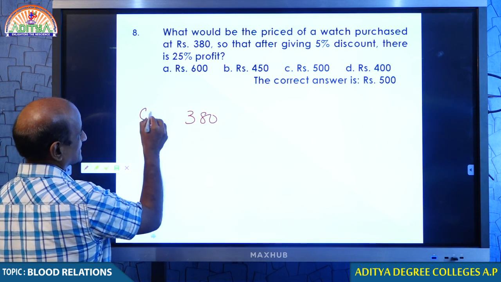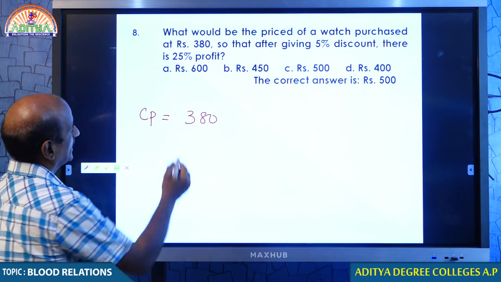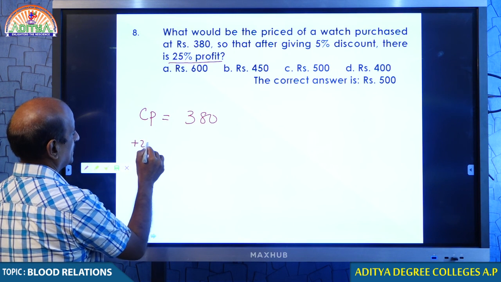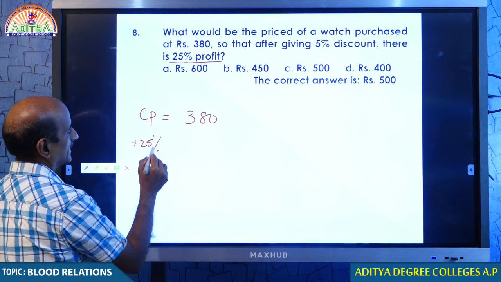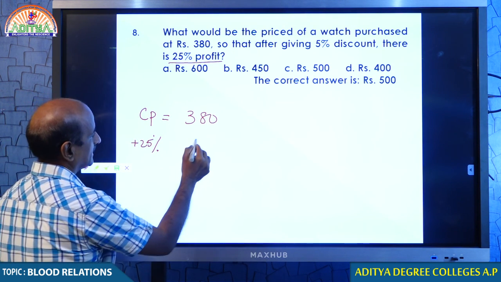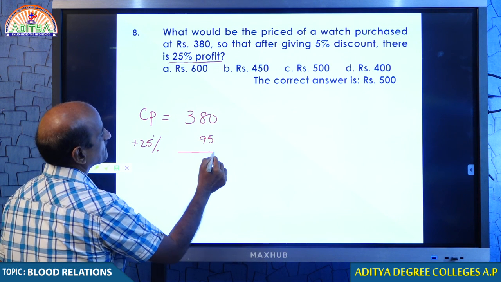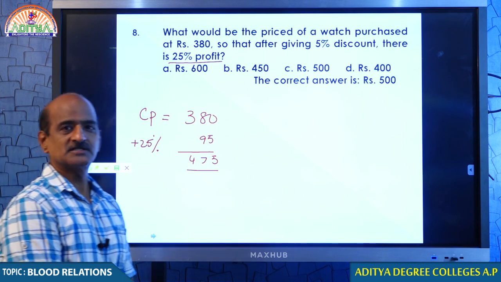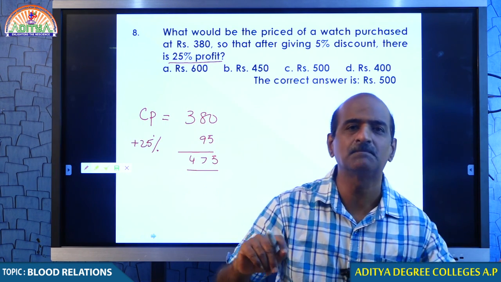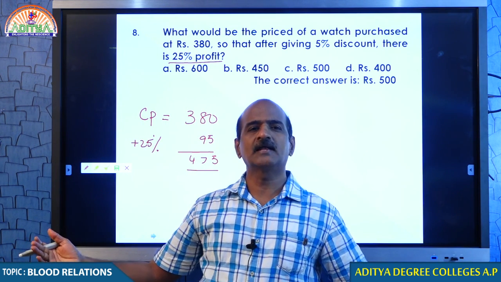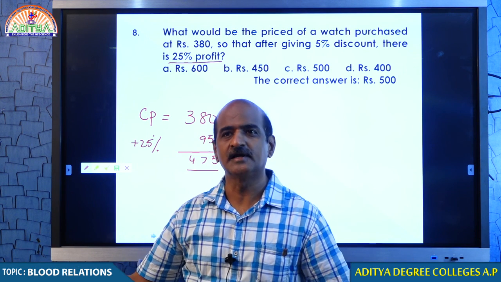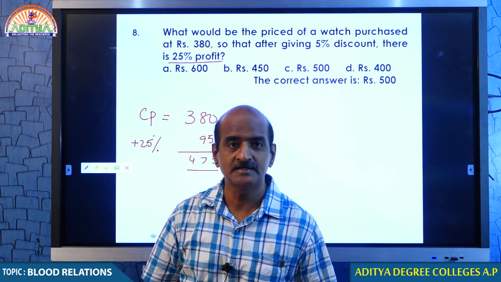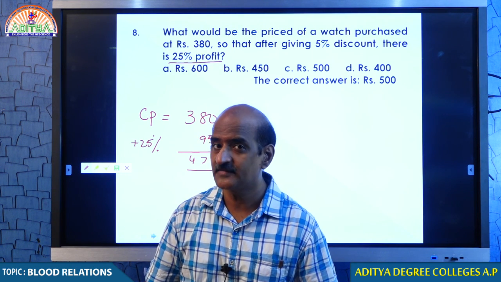380. What is this? This is the cost price. Tell me how much profit you are looking for. You are looking for a profit of 25%. Tell me how much is 25%? 25% of 380 is 95. Come on, student, what is this? 475. What is 475? That is the price you are expecting. You bought it for 380, you want a profit of 25%. 25% of 380 is 95, you want to get 475.